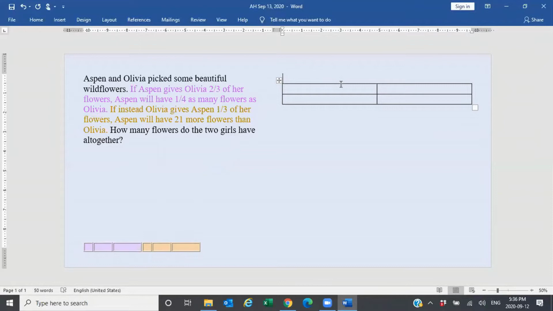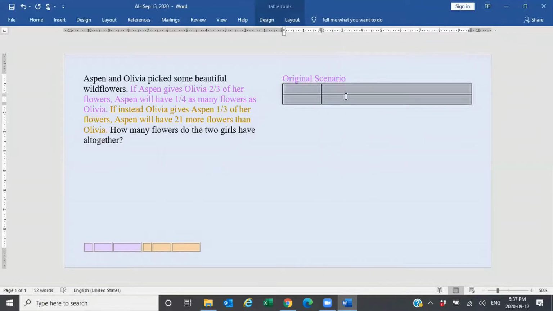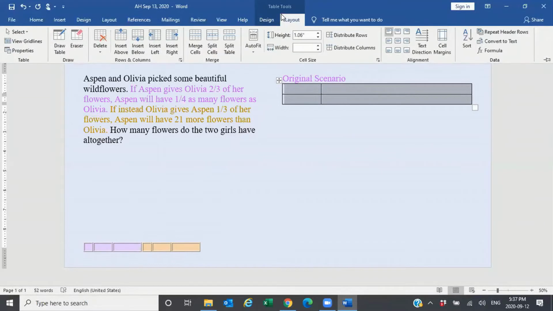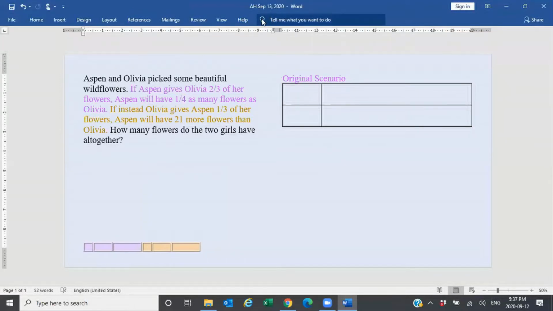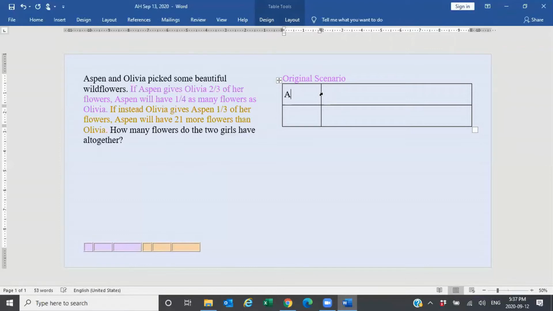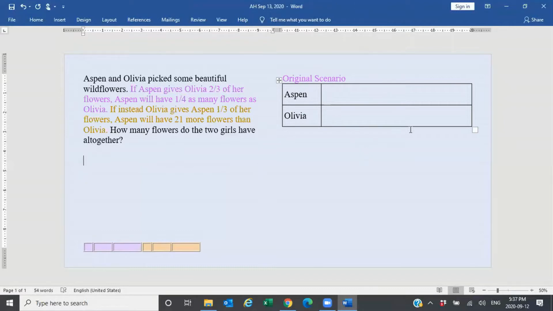This one is going to be called the original scenario. Okay. I'm going to also highlight it to match the purple part of the question, because that's what it represents. I'll also fix up my table. Okay, that's good. Aspen and Olivia. All right, so we did that.